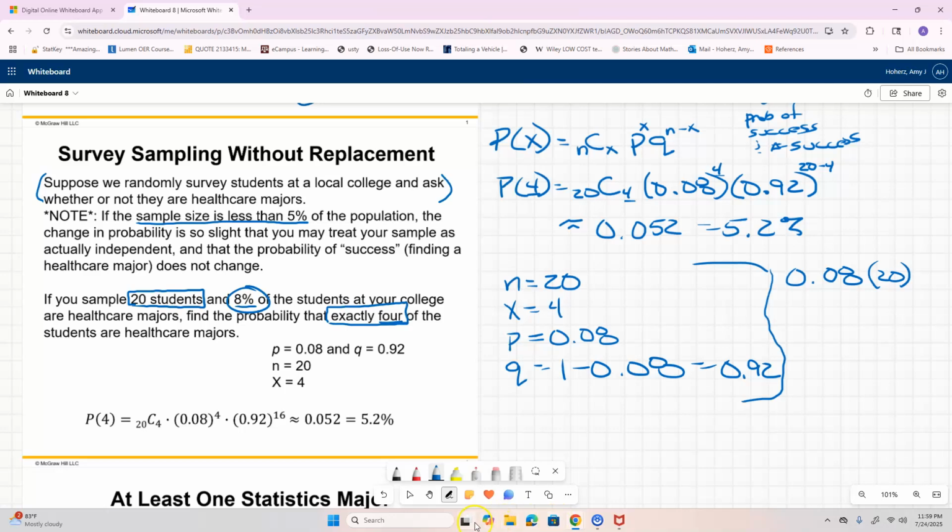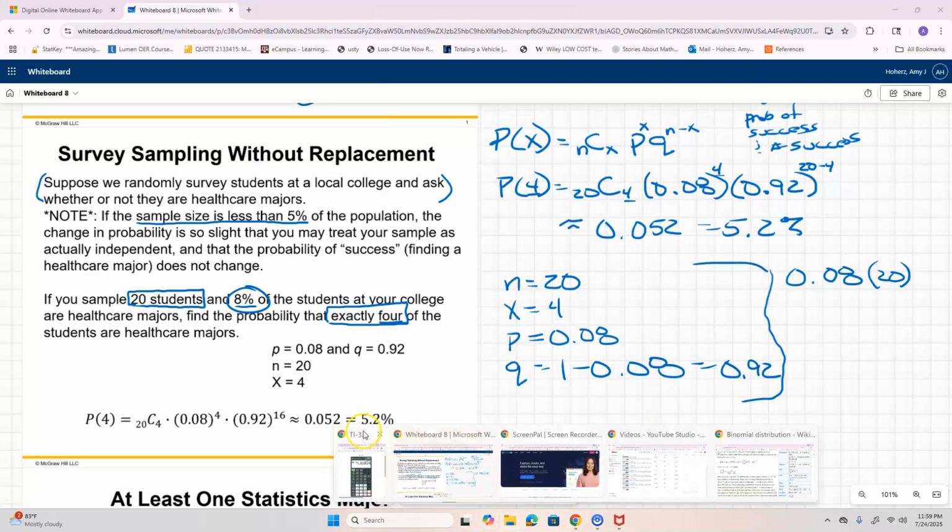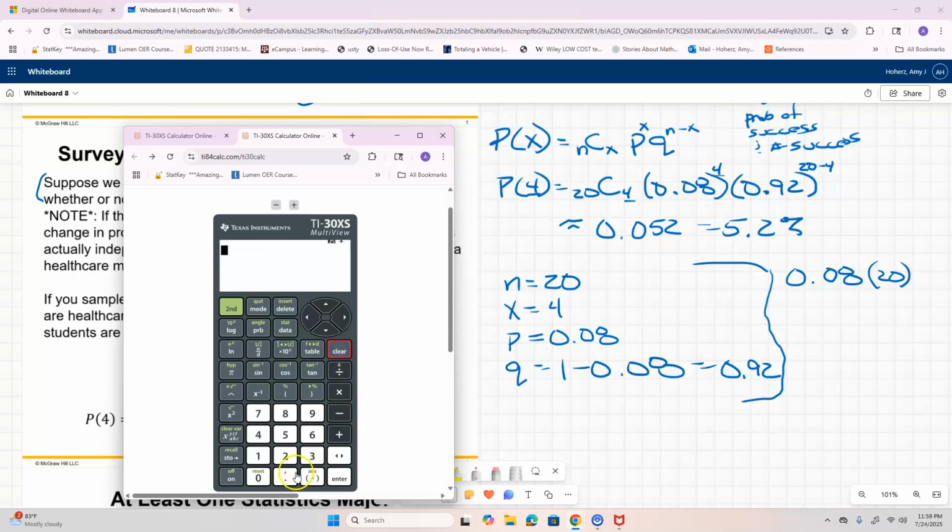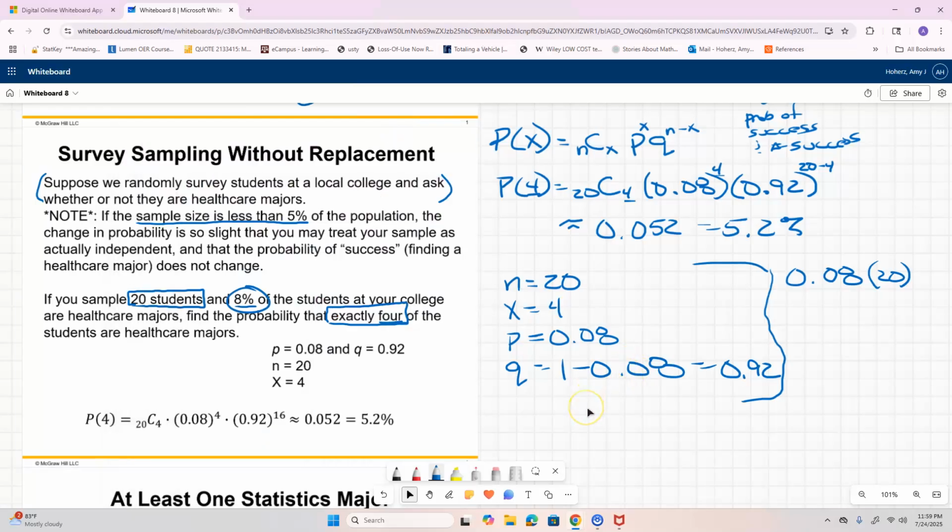But if we calculate that, we've got 0.08 times 20 comes out to be 1.6. So our expectation is that we would get 1 or 2 of the students to be healthcare majors out of the 20. So getting 4 is kind of unexpected. That would be more than what we would expect. And so that's why our probability is pretty low. It's only 5% that it will happen. Because that would be more than what we would expect.